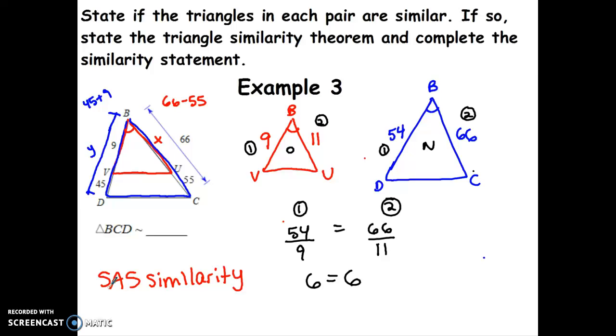Now we need to do our similarity statement. We have BCD, so that's BCD, and that is just BUV.